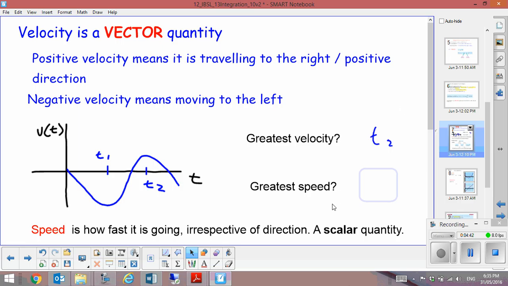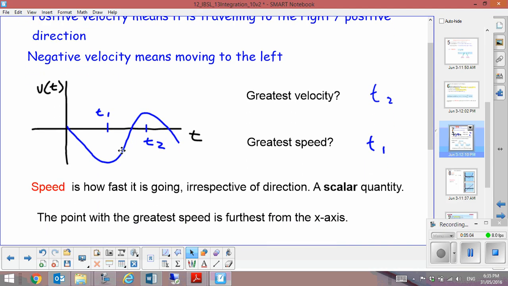What about the greatest speed? Do you think the greatest speed is at T1 or T2? If we think about it, speed is just simply saying how far something is going. It's irrespective of direction. It's a scalar quantity. So the greatest speed is actually at T1, and that's because it's the furthest distance from the x-axis.